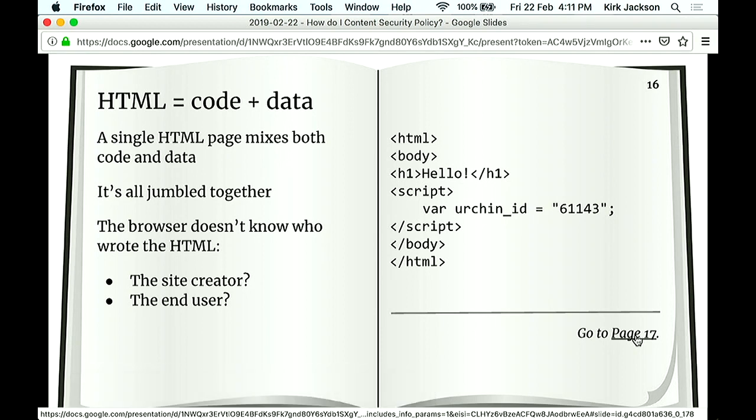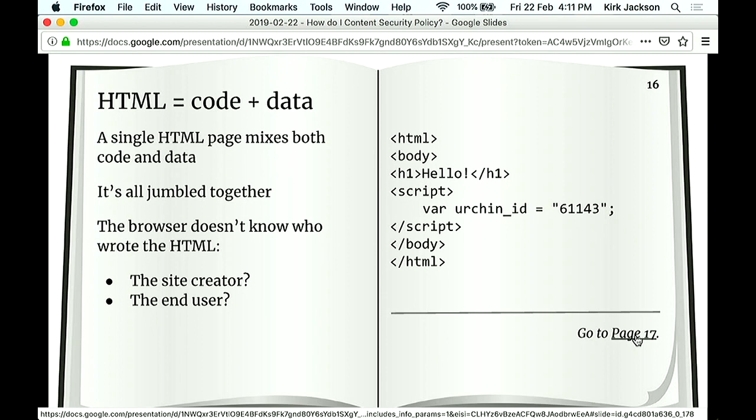Well, basically it's because of this fundamental problem with Tim Berners-Lee and his invention, in that he mixed code and data into the same blob of characters. An HTML page, you've probably seen one of these before. This might not be the right conference if you haven't, but we'll go with it anyway. An HTML page has semantic stuff and content like the word hello, and then it has code, which is the JavaScript there setting an urchin ID, whatever that is.